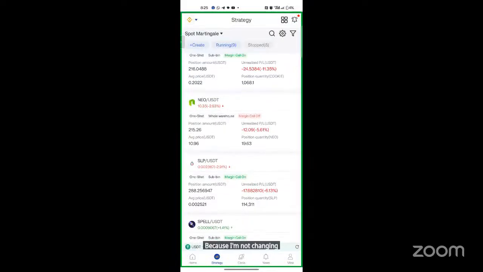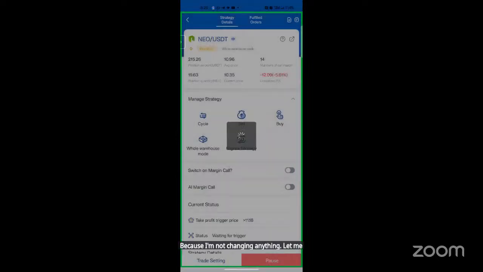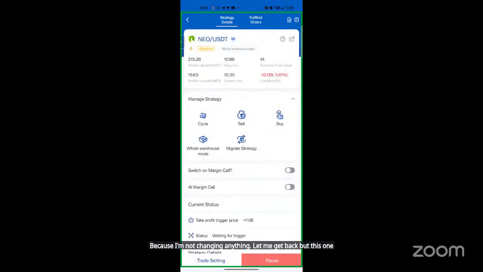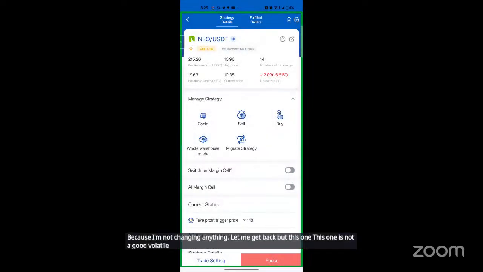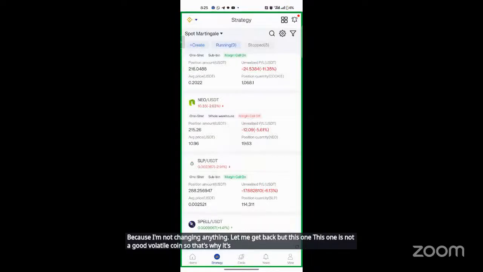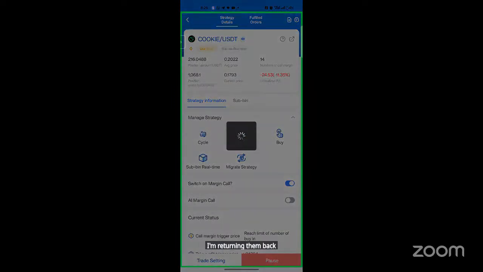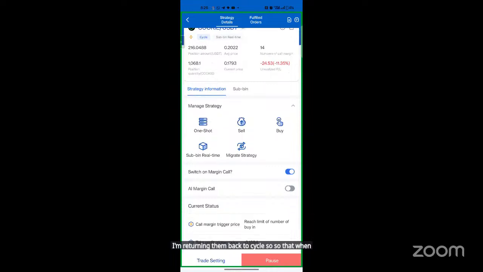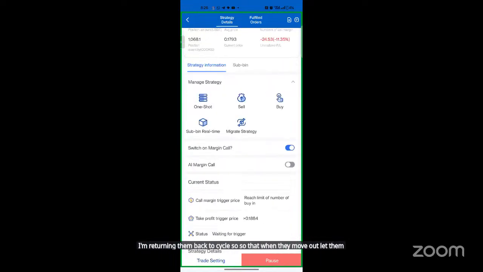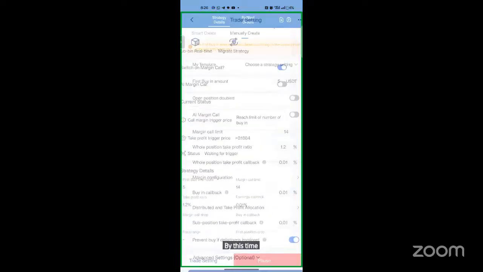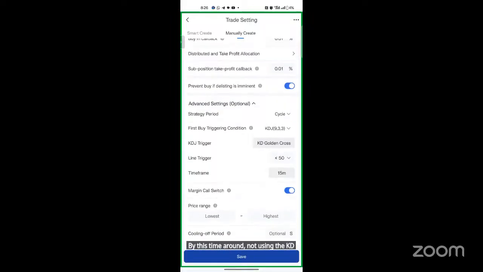And let me get back. But this one is not a good volatile coin, so that's why it's back to one shot. But these ones that are good, I'm returning them back to cycle, so that when they move out, they can come in again. But this time around, not using the KDJ, I'm using the MACD. I want to go in with the MACD when it is less than.